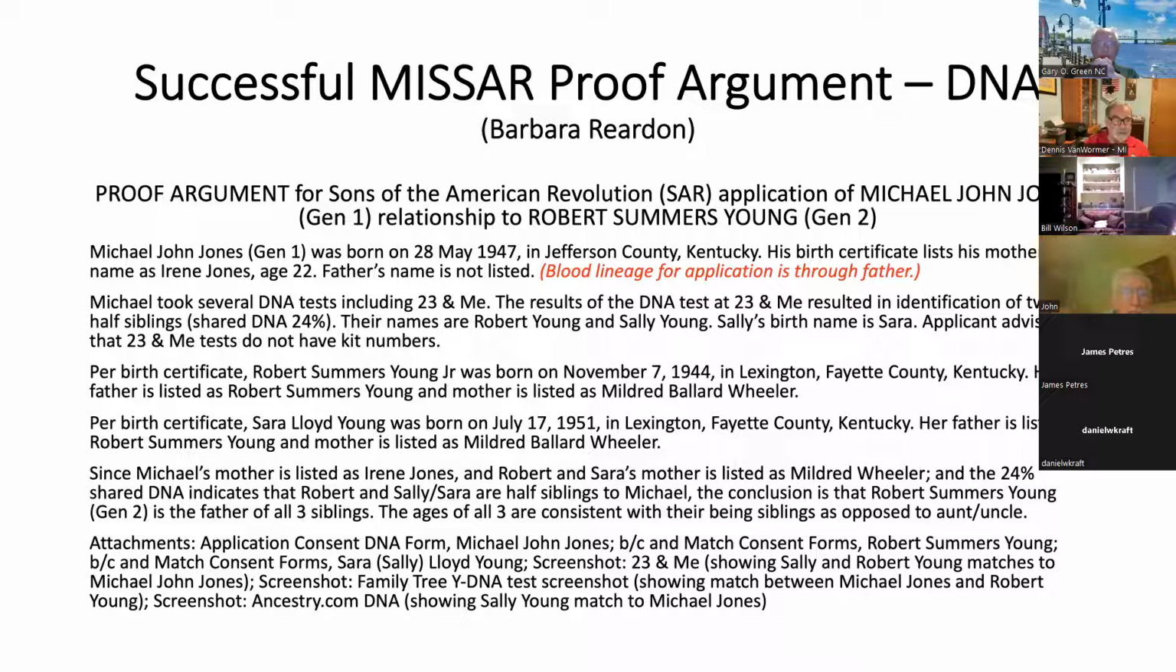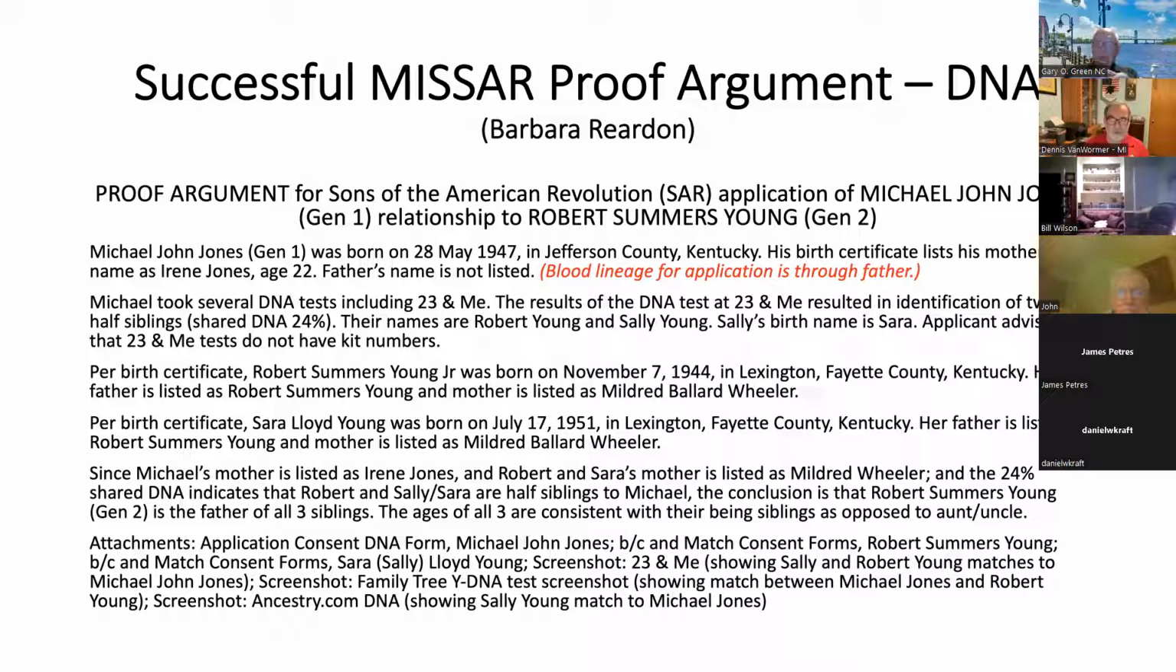Sarah, Sally, the sister, was born 4 years after Michael, in the same place as her full brother, Robert, with the same father and same mother. So the analysis was fairly straightforward. Michael's mother was one person, Irene Jones. Robert and Sarah's mother was Mildred Wheeler, and 24% shared DNA indicates half siblings.